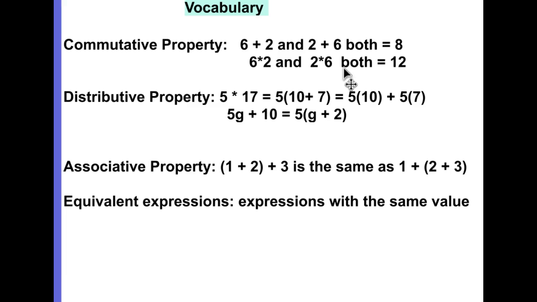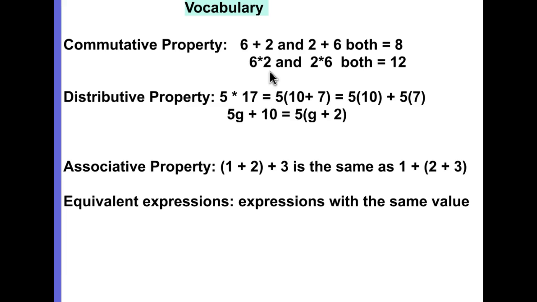And I'm thinking of the word commuter. A commuter is someone who drives to work and then at the end of the day drives back home. And they commute from home to work and then from work to home. The commutative property, the numbers move. The operation sign doesn't. And I'm also noticing that it's just one operation, either addition or multiplication.